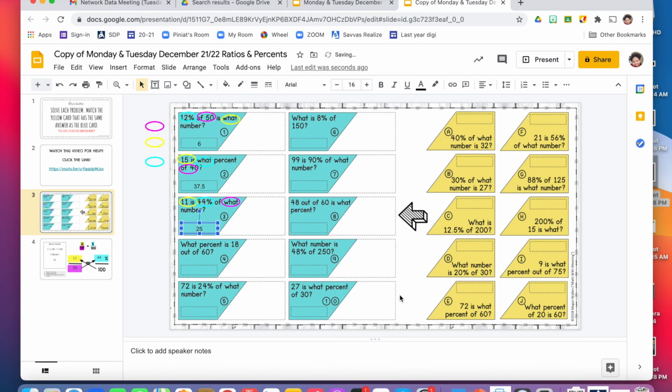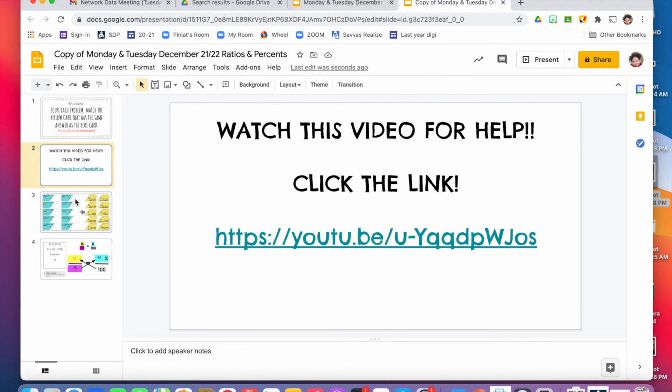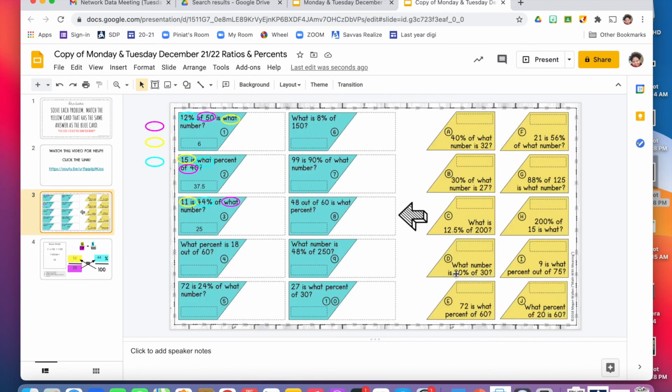Okay? Now, I want to do one yellow problem with you, just because I know that this one matches one of the ones we've done so far. So, it says, what number is 20% of 30? So is, we don't know. And I know that yellow is hard to see. And then my of would be 30. And my percent would be 20%.